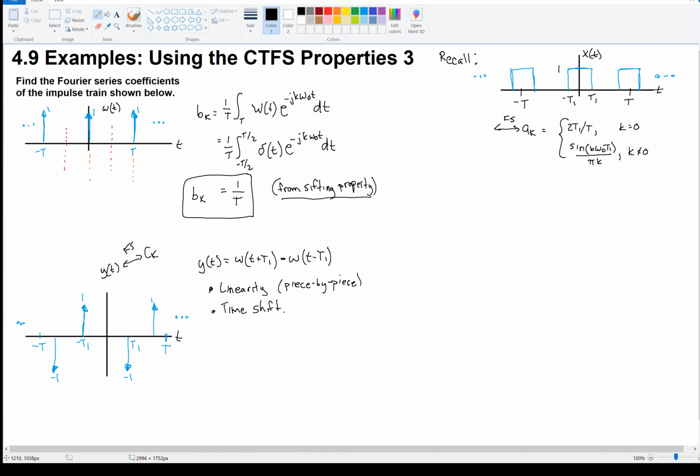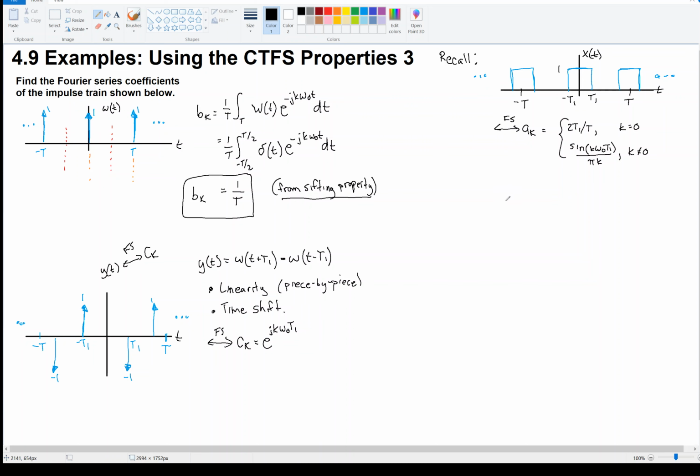Okay, so let me take the Fourier series operation of this equation. On the left, the Fourier series of y of t we're calling ck, that's what I want. And what's the Fourier series of the first term? Well, the time shift property says I need e to the positive jk omega 0 t1, right? Because of this time shift here, let me write out the property.